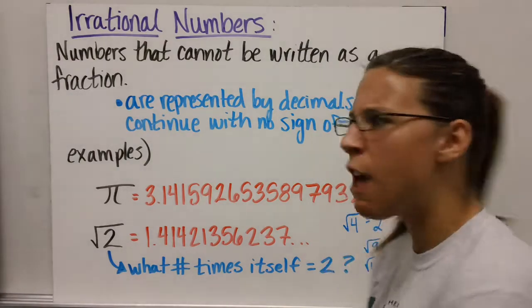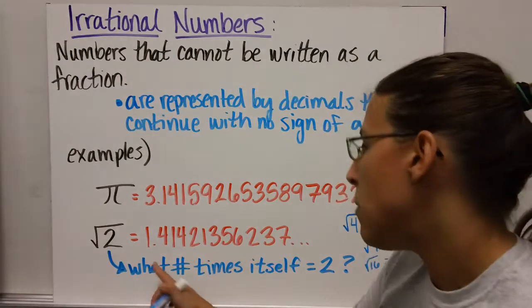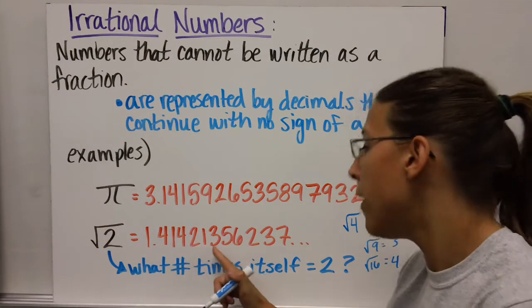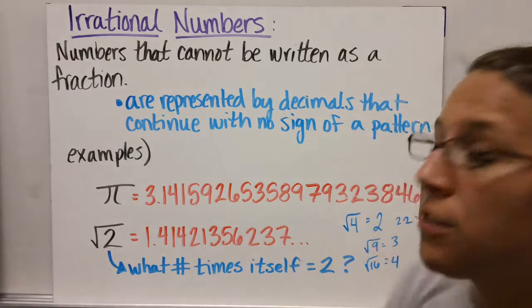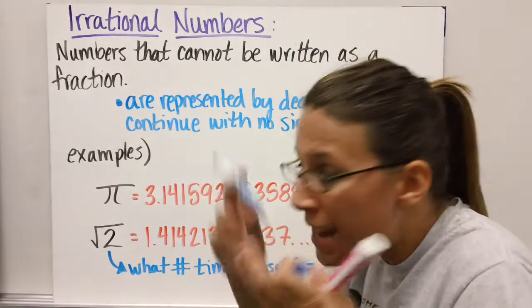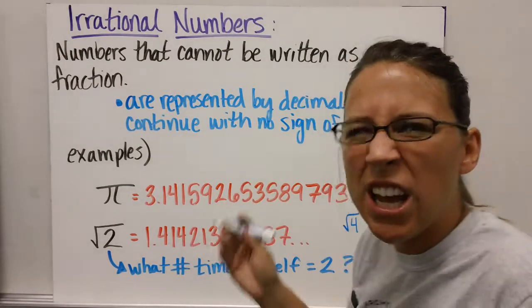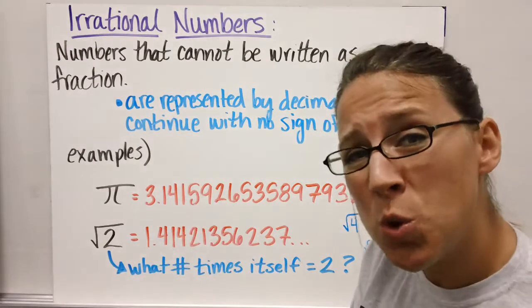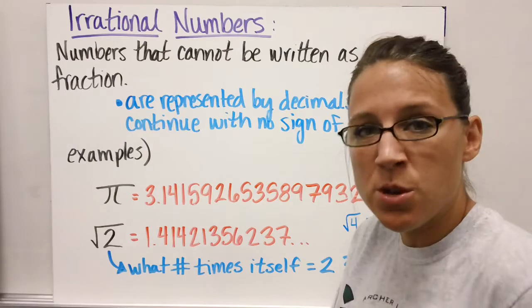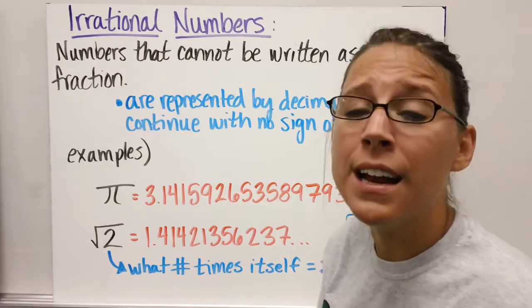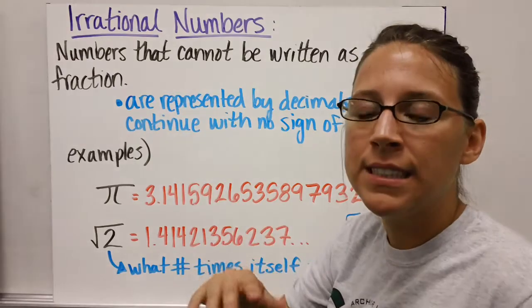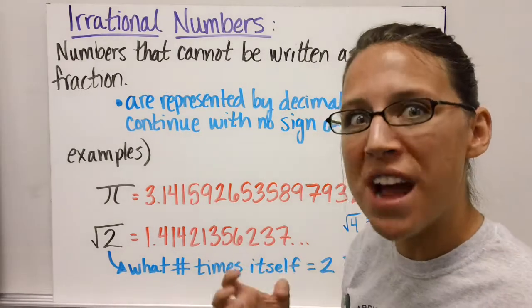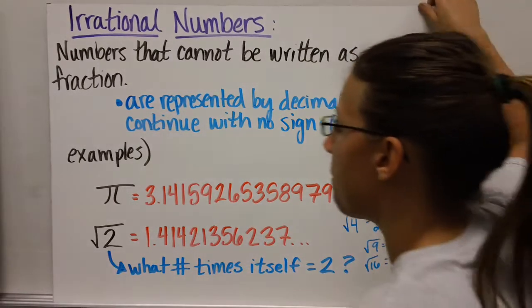What number times itself equals 2? Well, that would be 1.414213 356 237, etc. You can work and manipulate a decimal a bunch to get closer and closer to 2. But it just goes on and on. And to write that as a numerator and denominator is not possible. It's very irrational. That's an irrational number.